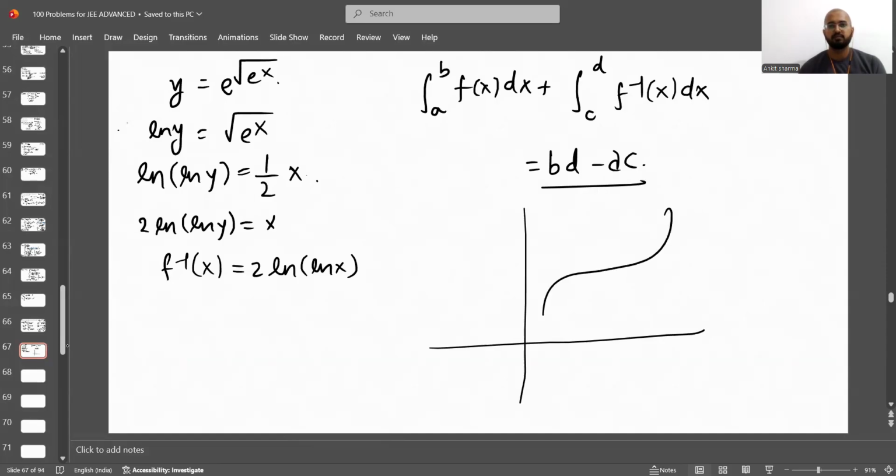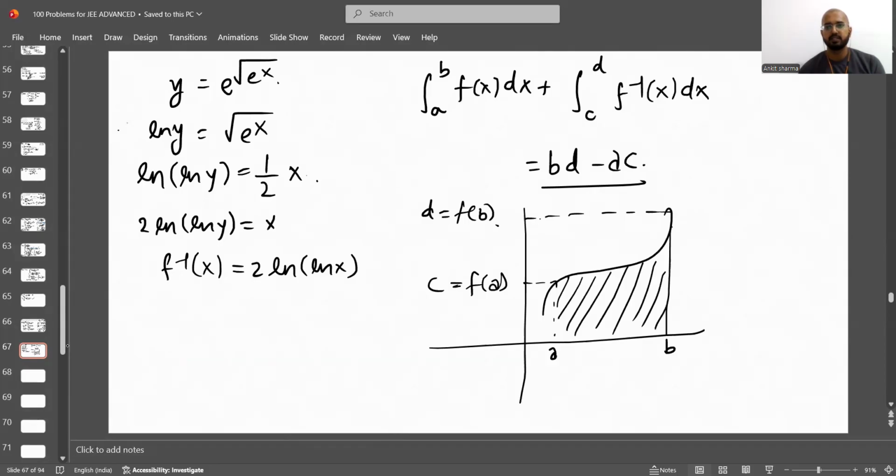So let us say this is some function and this value is a. So this is going to be f of a, which I can call some c, and say I have this thing, say b, and this is going to be some f of b, which is d. So if I'm finding this area, okay, and then its inverse, that means this area also. So this area is nothing but the area of this big rectangle minus the area of this little rectangle. So the big rectangle is bd minus the small rectangle ac. So this thing we can apply.